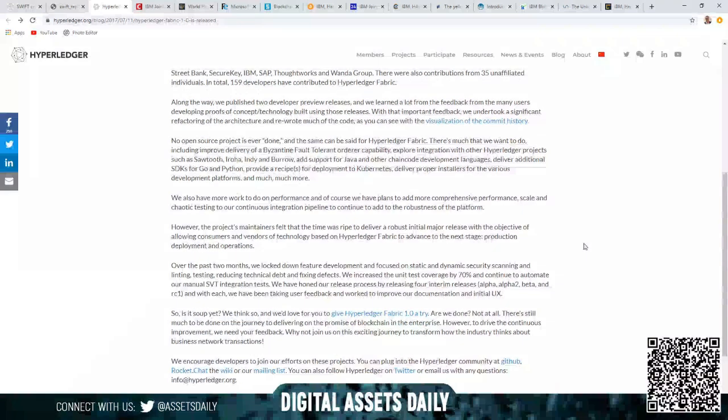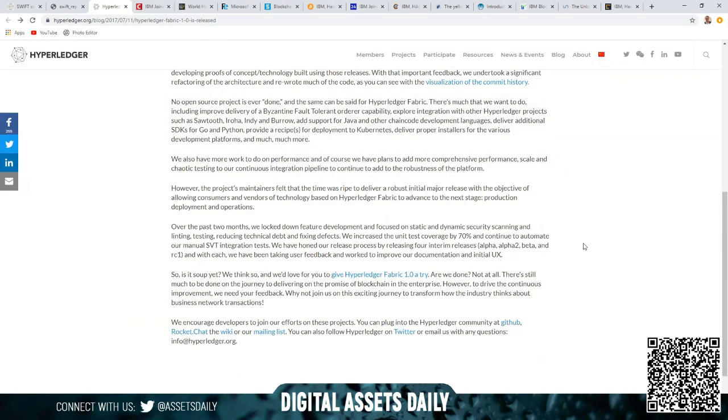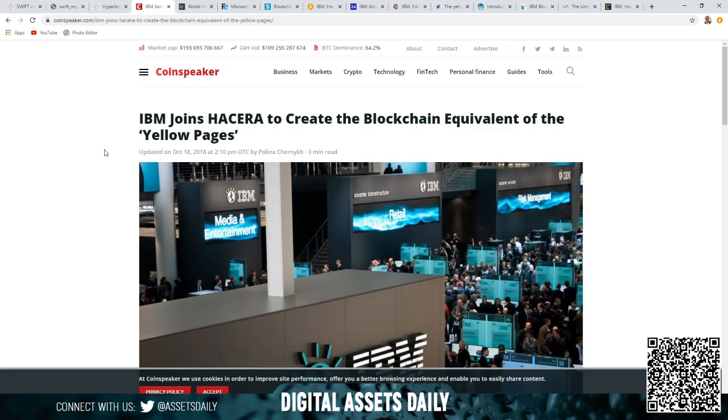Etc. And then we'll scroll down. There was one more piece of this article. However, the project's maintainers felt the time was ripe to deliver a robust initial major release with the objective of allowing consumers and vendors of technology based on Hyperledger Fabric to advance to the next stage, production deployment and operations. Again, that runs on Stellar.